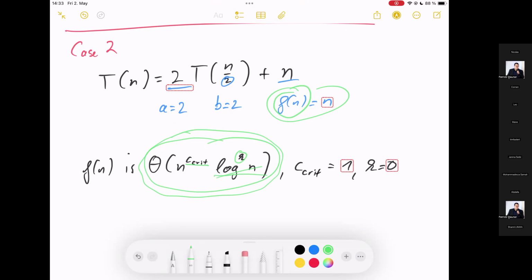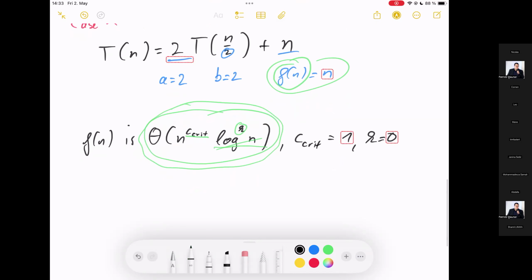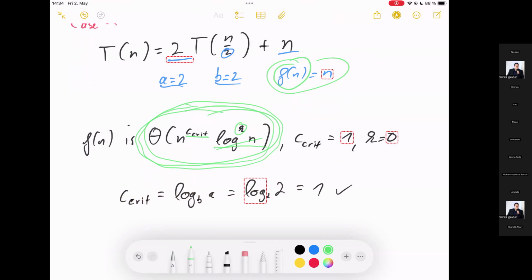We can calculate now our critical exponent, because only if that's the case, then the f of n fits in here. And the critical exponent is always computed exactly the same in these examples, in the 3 cases. It's log base b of a, so it's the binary logarithm of 2, because a and b are both 2, and that's 1. So holds true. Because this one here would only work if the critical exponent is 1. And in fact, it is.